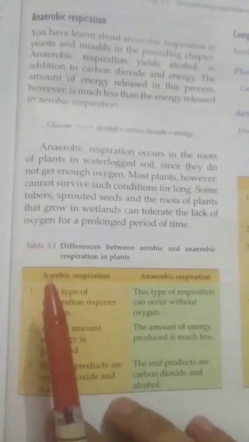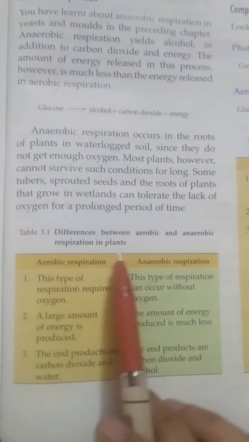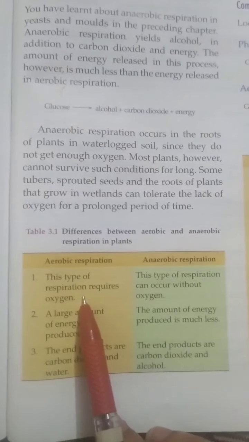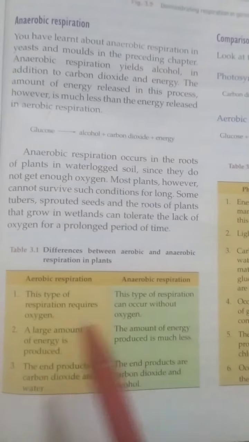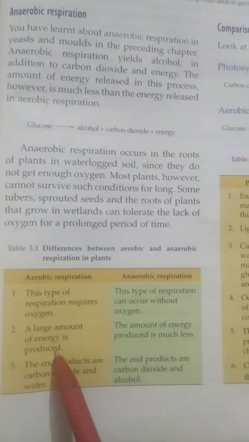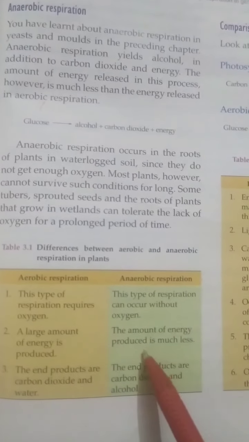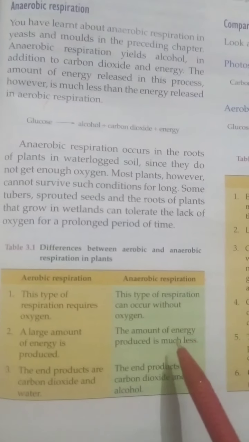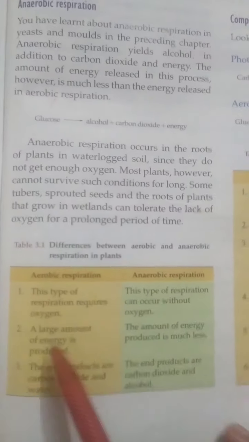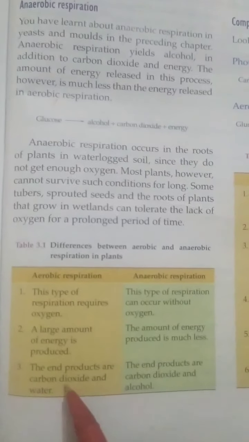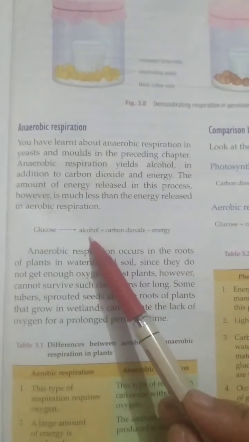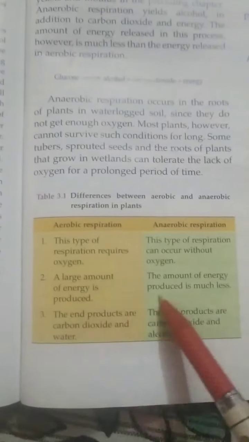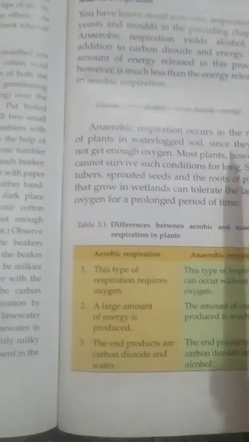So now we will discuss aerobic and anaerobic respiration. Aerobic respiration means this type of respiration requires oxygen, and here is the reaction. Anaerobic respiration is the type of respiration that can occur without oxygen. In aerobic respiration, a large amount of energy is produced, but in anaerobic respiration, energy is produced but less as compared to aerobic respiration. In aerobic respiration, the end products are carbon dioxide and water, but in anaerobic respiration the end products are alcohol and carbon dioxide. So students, you have to revise these topics.